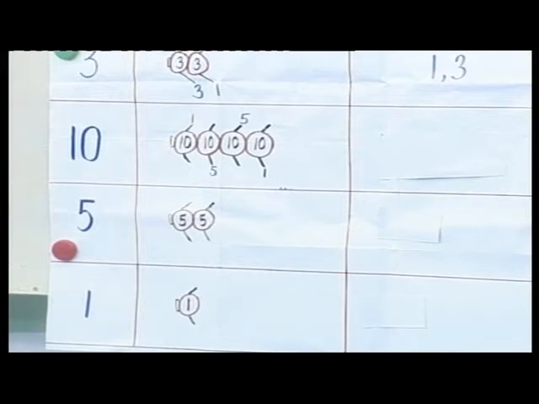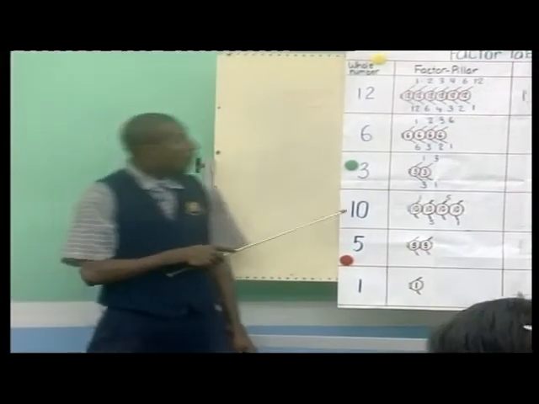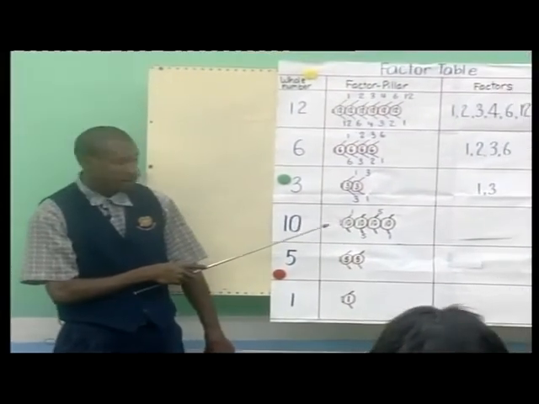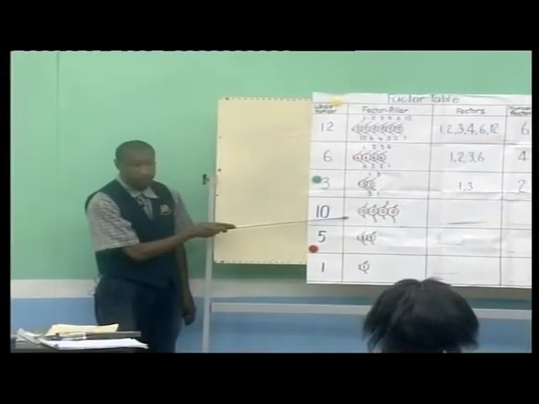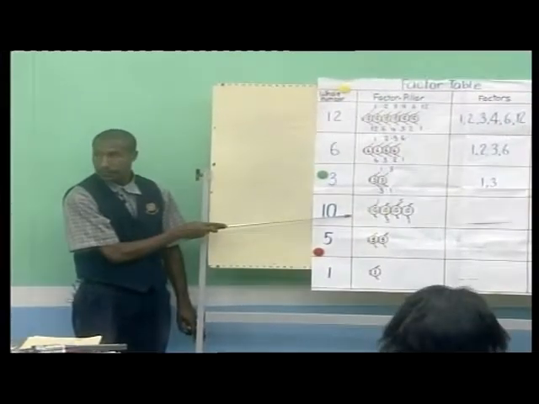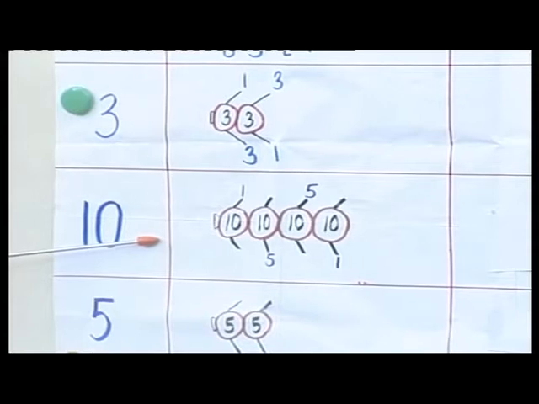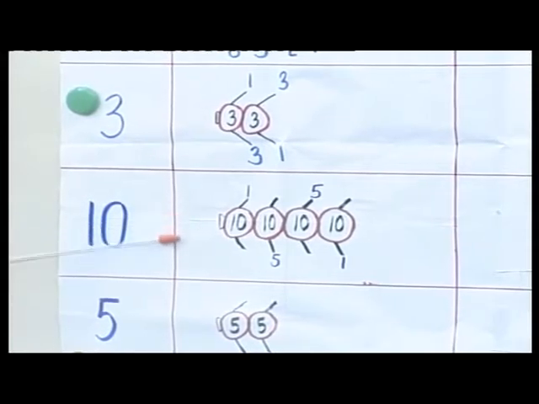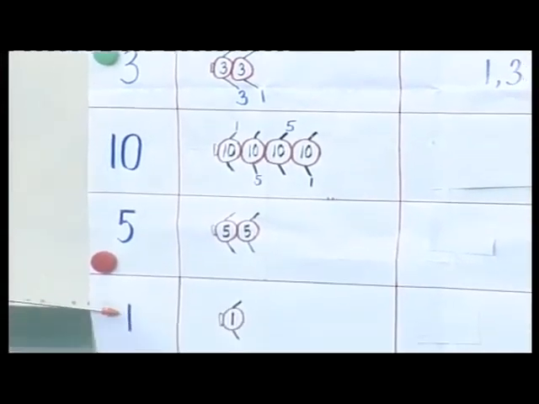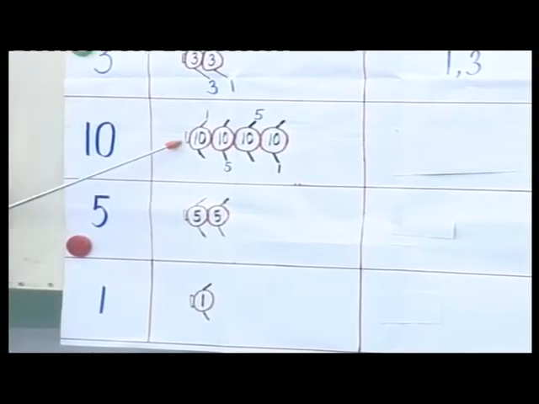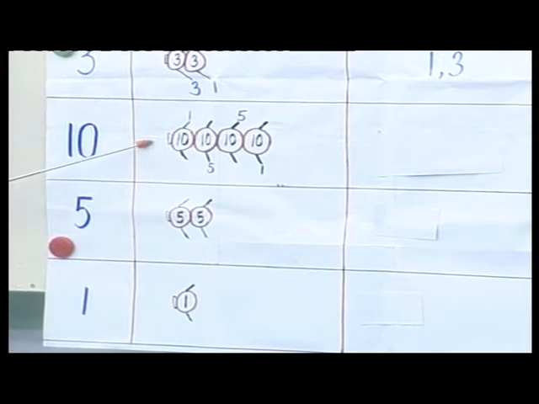Now, students, are we done with the factors of the three whole numbers? Yes? Okay. Now, on this factor table, I have drawn the factor pillar. Can you see the factor pillar drawn for the three whole numbers on the factor table? Yes or no? Okay, you can see the factor pillars drawn for each of the three whole numbers, 10, 5, and 1. Now, for the whole number 10, the factor pillar is incomplete.